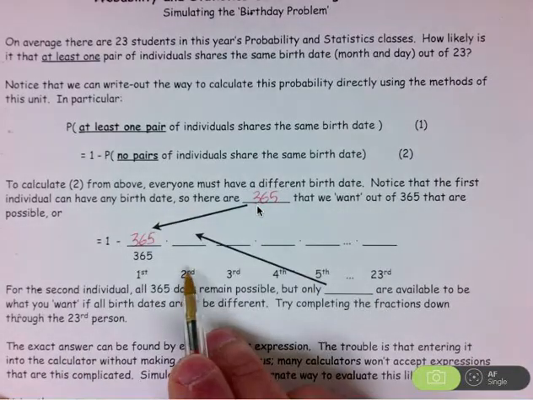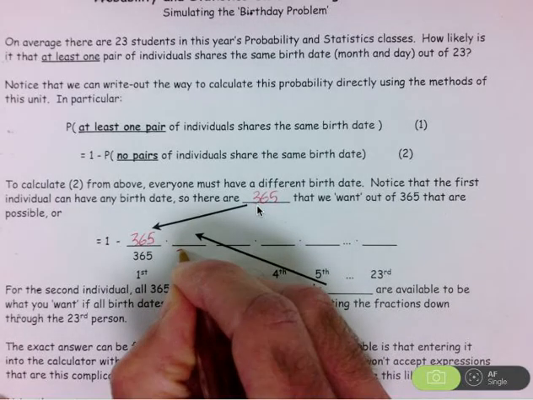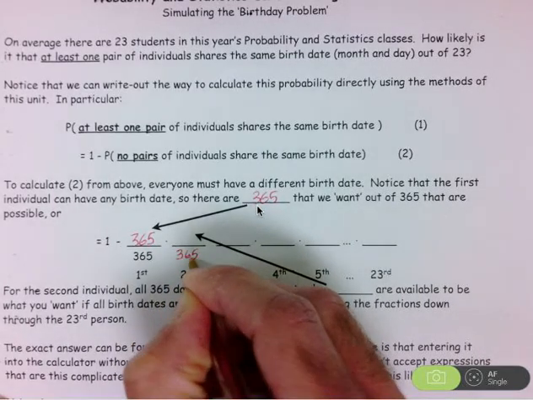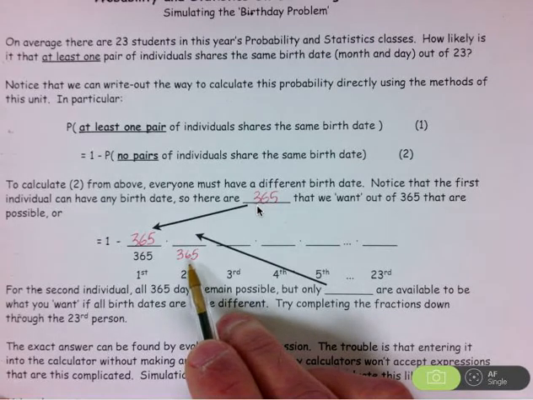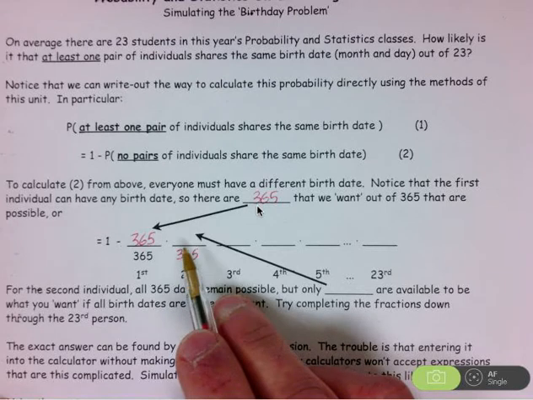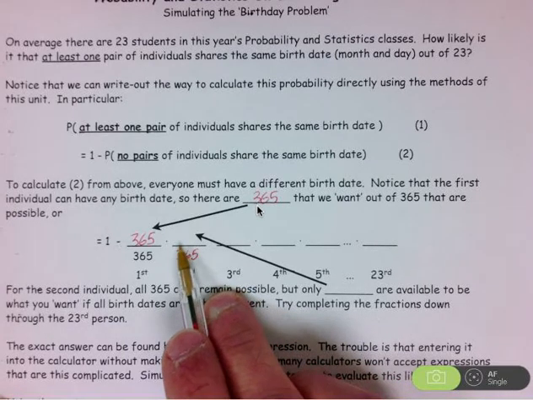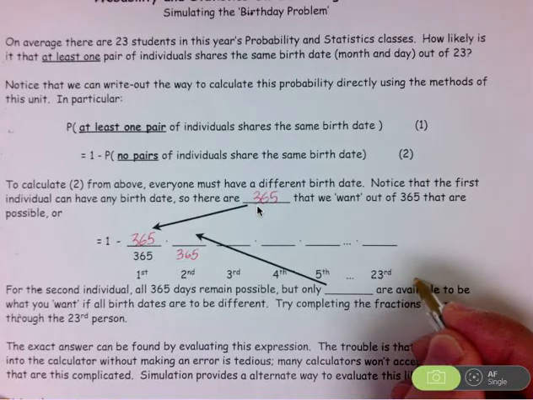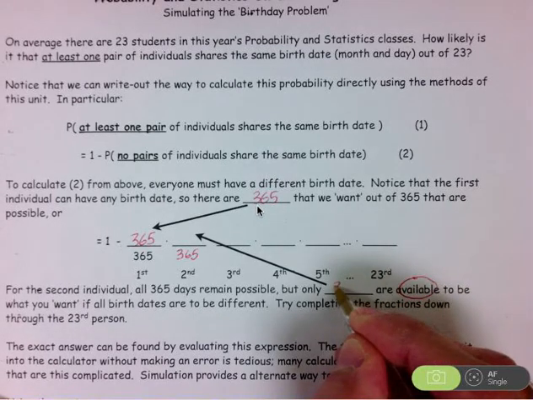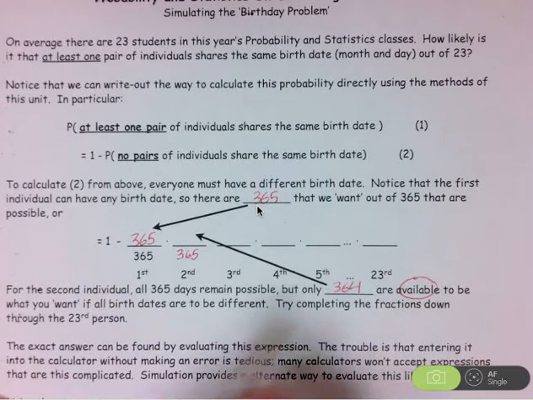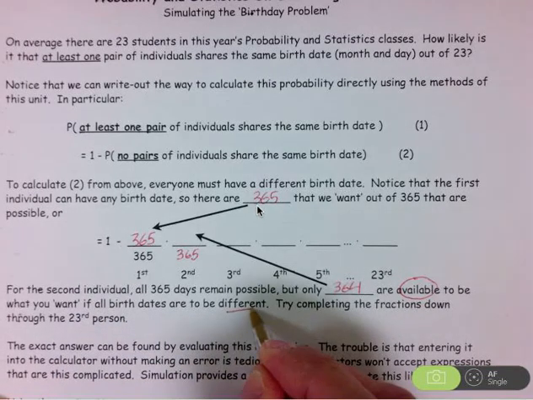Now, in order for the second person to have a different birth date, again, all 365 remain possible for that second person. I haven't taken a birth date out of what is possible. You can be born on any day that you like. But the idea is, what do I want? I only want any of the birth dates that have not already been taken by someone. So now there are 364 that are available to be what you want if all of the birth dates are to be different.